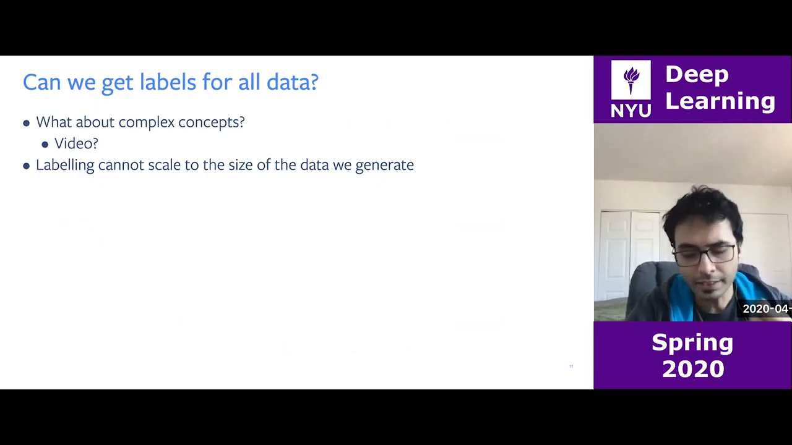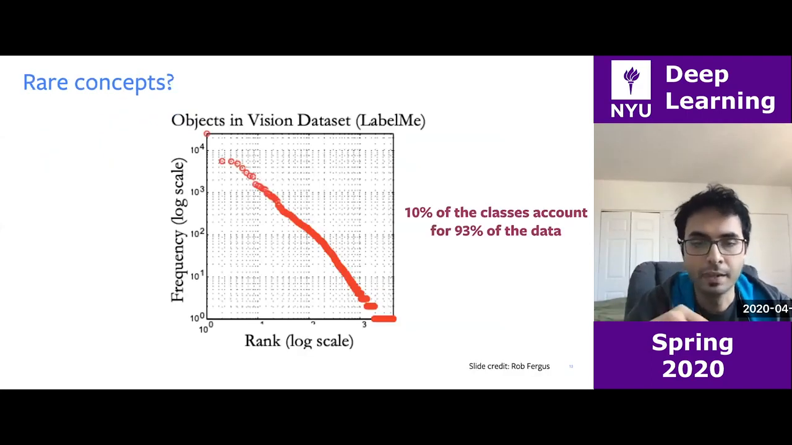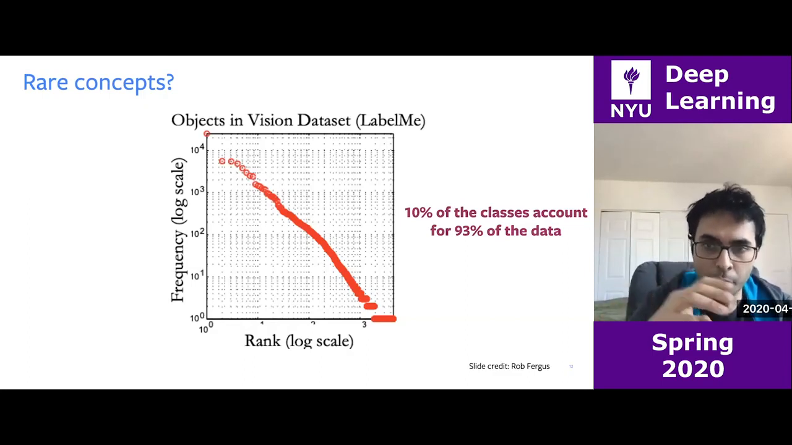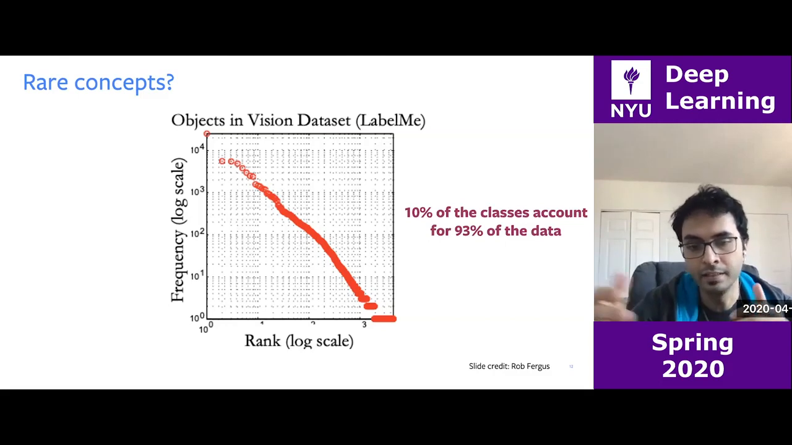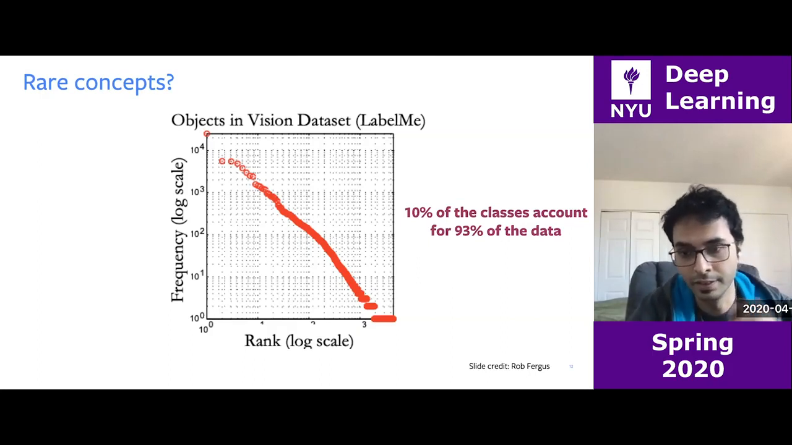The other problem with labeling is that for complex concepts like video, it's just really hard to scale labeling. The second problem is that rare concepts are really hard to label. So for example, this is one of the popular image data sets called LabelMe. And over here, we can see that if you look at the kinds of concepts you observe, there are a lot of concepts that are so rare that you're going to have to label a lot of data to even get a few instances of these concepts. So in this data set, 10% of the classes account for more than 93% of the data, which already tells you that in order to scale labeling to more and more concepts, you'll need a lot and lot more data with very diminishing returns. So this is the standard long tail problem.